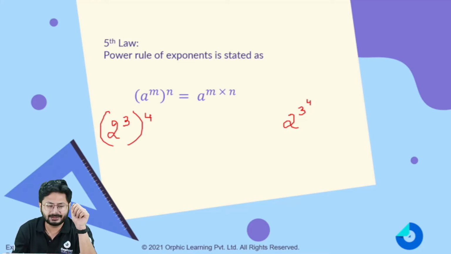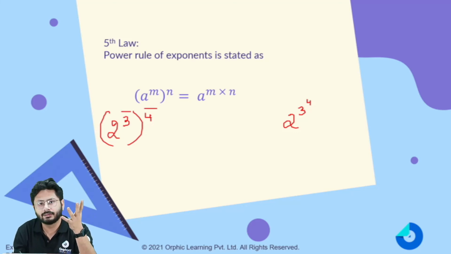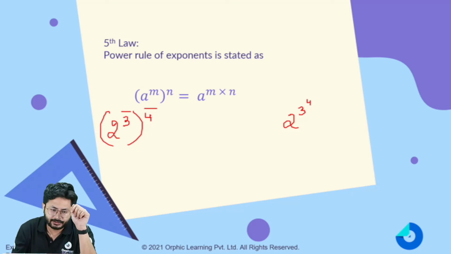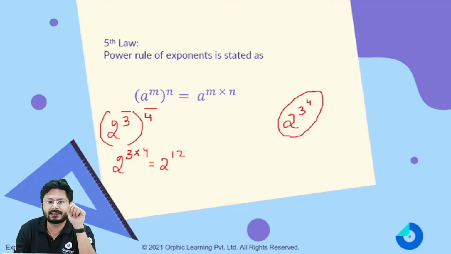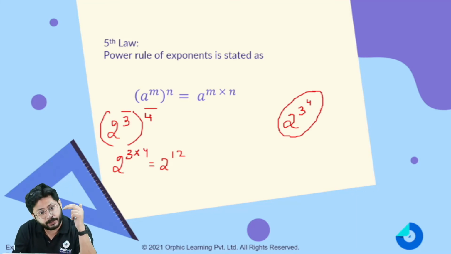Now in this, what can I do? Multiply these two together and open the bracket. So it will become 2 to the power 3 into 4, which is equal to 2 to the power 12. This follows the fifth law of exponent. But when we talk about a question like this, you have to solve from top to bottom.